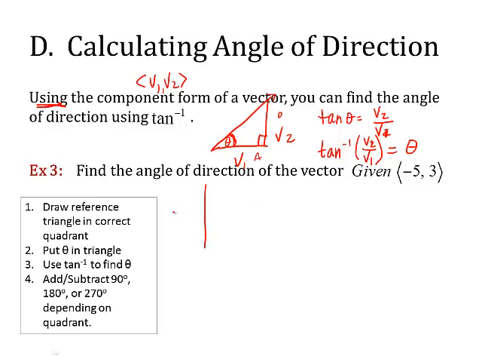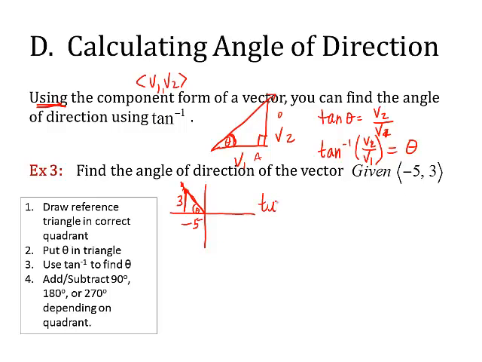So first thing I need to do is draw a reference triangle. Remember, one corner of a bow tie. Plot this point at negative 5, positive 3. So here's that terminal end. Remember, component form allows me to draw from the origin. And it does matter where you draw this triangle, very much so. So if negative 5 is my horizontal component, 3 is my vertical component. And theta, remember, always is at the origin.